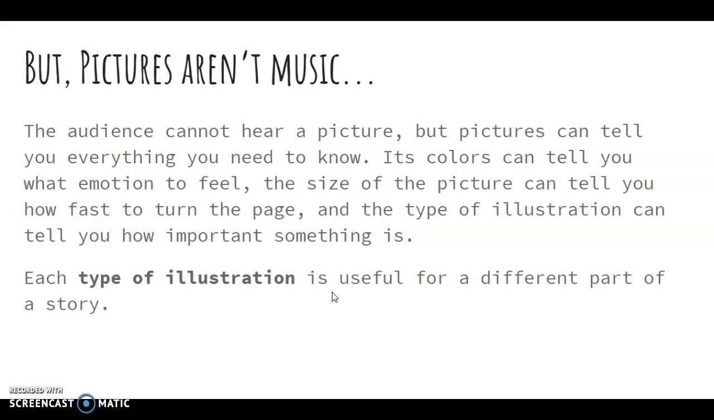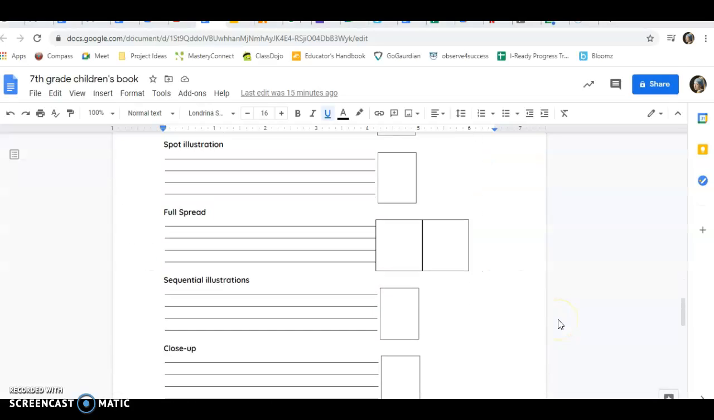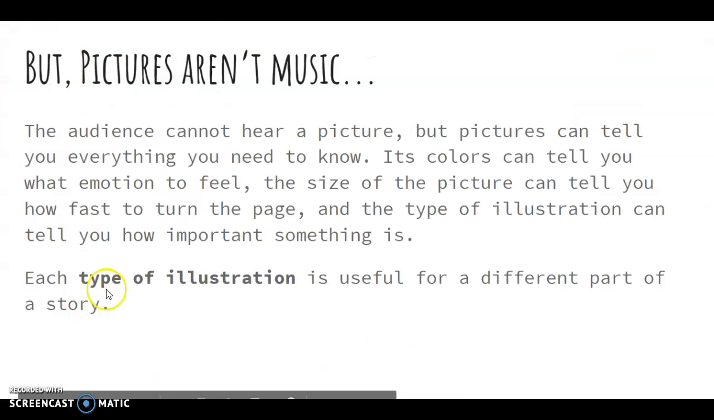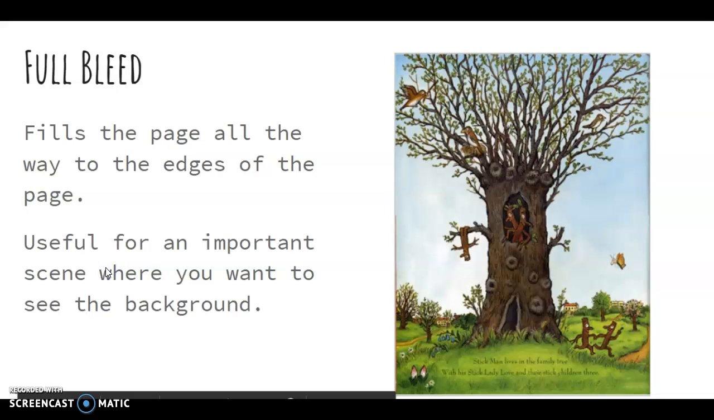At this point in time, you'll want to get the note catcher that I gave you that looks like this. It says illustration vocabulary, and it has a bunch of pictures and spots for you to fill in. And let's talk about each type. So, the first type is called full bleed. A full bleed illustration fills the page all the way to the edges of the page.